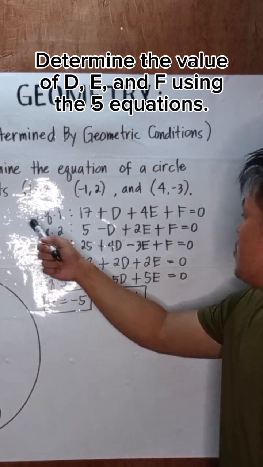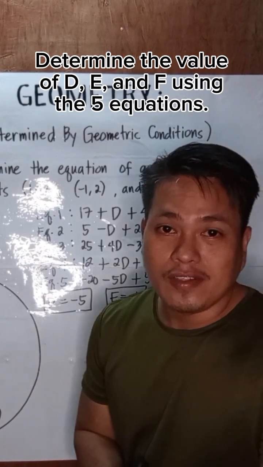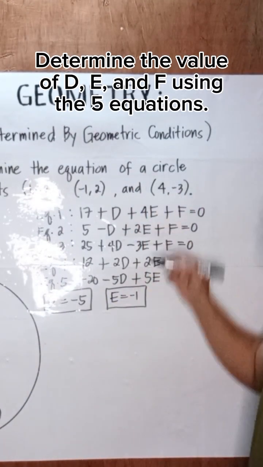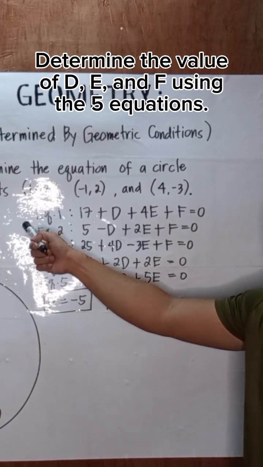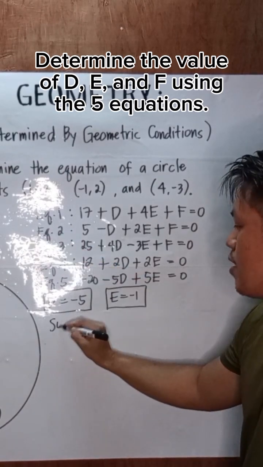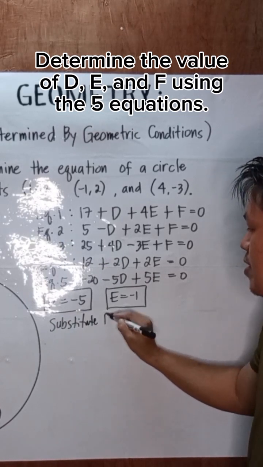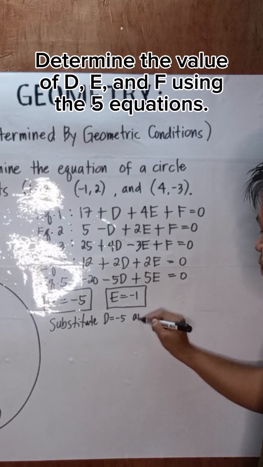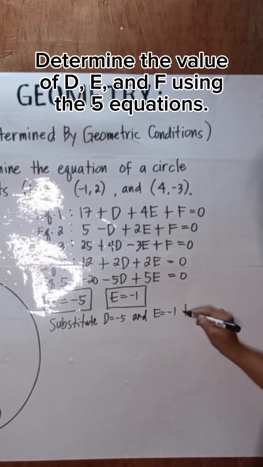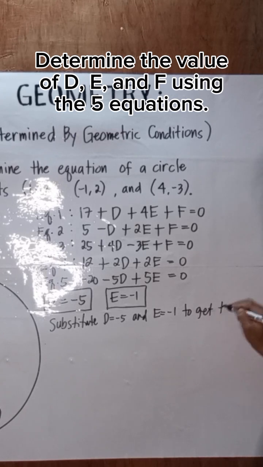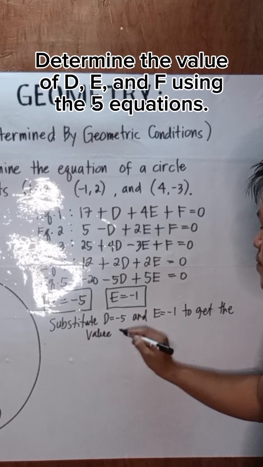Mamimili tayo sa equation 1, 2, or 3 para makuha yung value ng F. So, pili tayo kung saan mas madali. So, sa number 1 na lang tayo mag-substitute. So, we have substitute D is equal to negative 5 and E is equal to negative 1 to get the value of F.